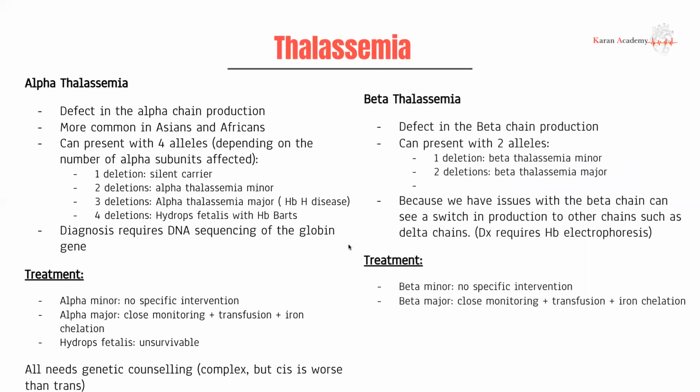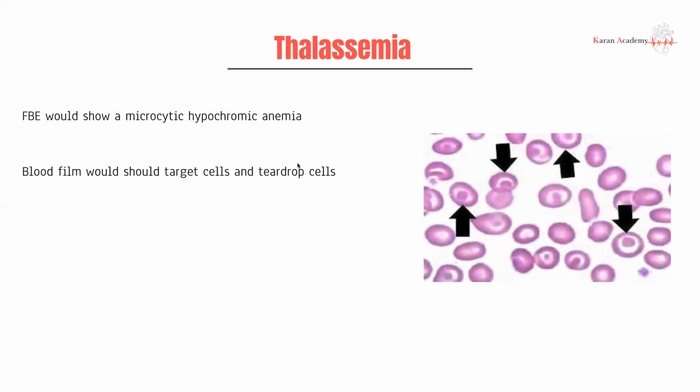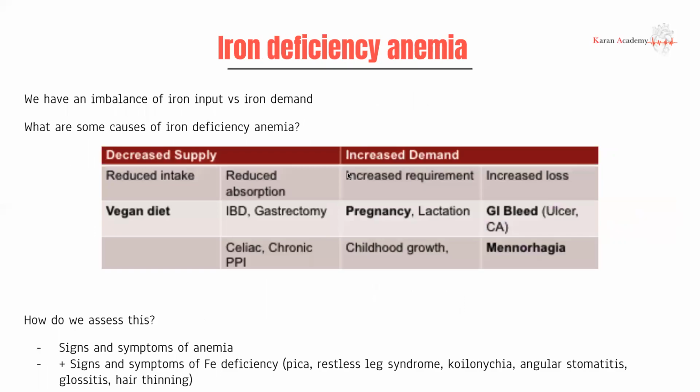And treatment is pretty similar. So with beta thalassemia minor, no specific interventions. With major, close monitoring, transfusions, and iron chelation therapy if required. Now, what an FBE would show, so it would show a microcytic hypochromic anemia. And if you do a blood film, you'd see these things called target cells. And it seems like a target. That's the only way I can describe it. And these other cells called teardrop cells. And this is often due to just the poor structural integrity of the cell.